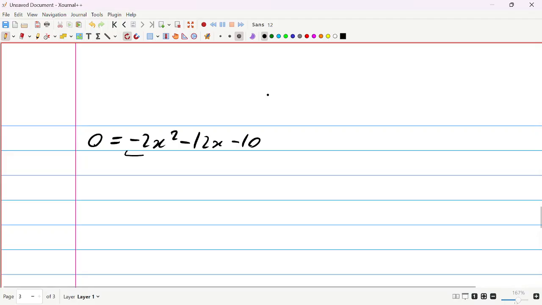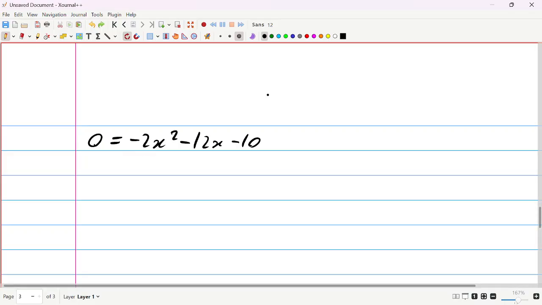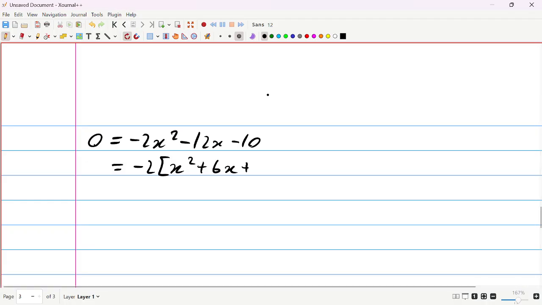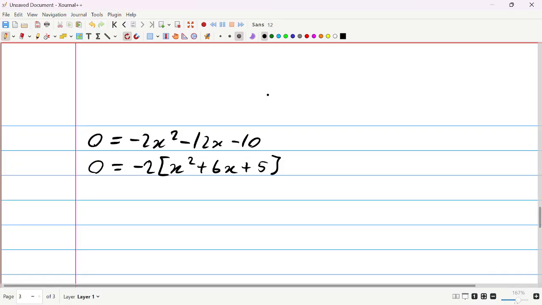So clearly we want to get rid of the coefficient in front of the x squared. So we take out negative 2 as a common factor, then we're left with x squared plus 6x plus 5. When we take out negative 2 as a common factor, every negative changes to a positive inside, and we divide all of them by 2. And this is equal to 0. Then we can divide both sides by negative 2, so we get rid of that negative 2, and we're left with x squared plus 6x plus 5.